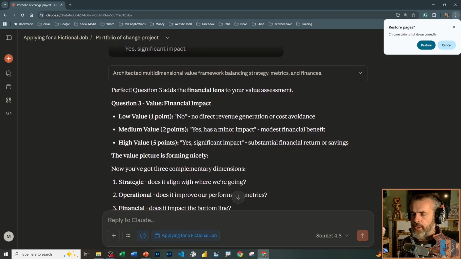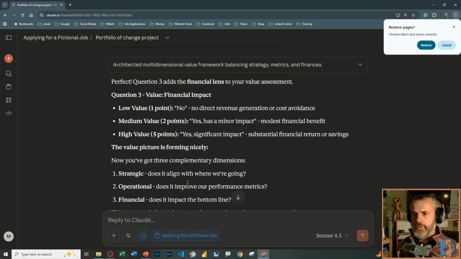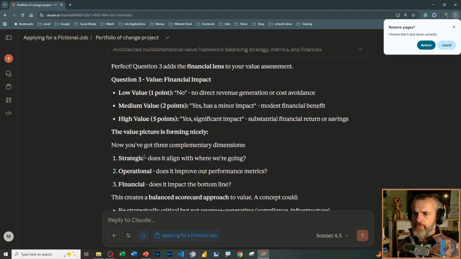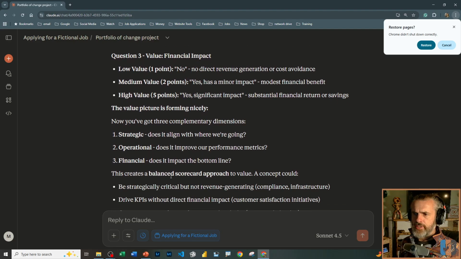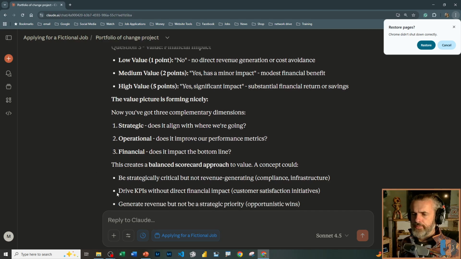So maybe I'll have to define what we mean by minor and significant. Now you've got three complementary dimensions: strategic, operational, financial. This creates a balanced scorecard approach to value. Yeah, nice.